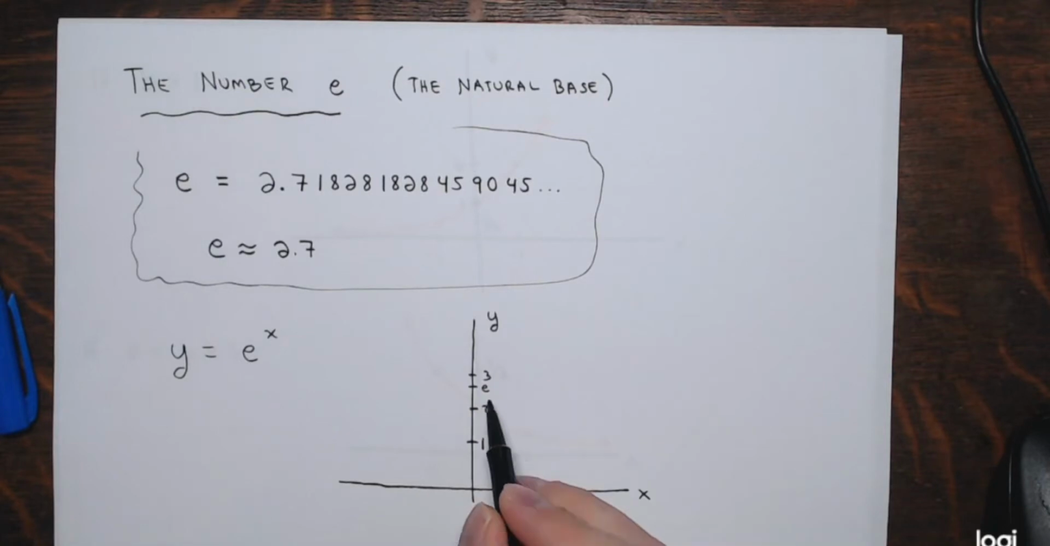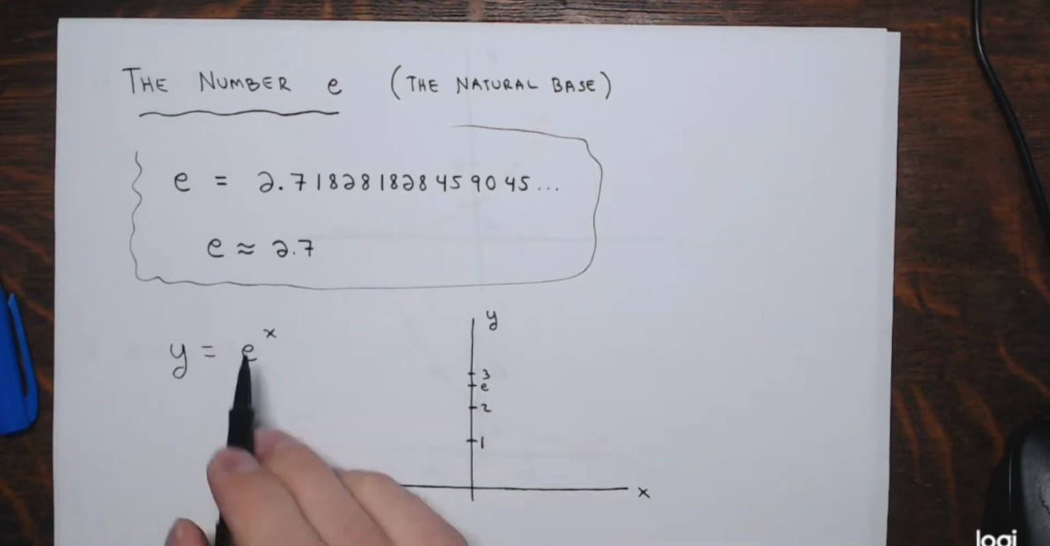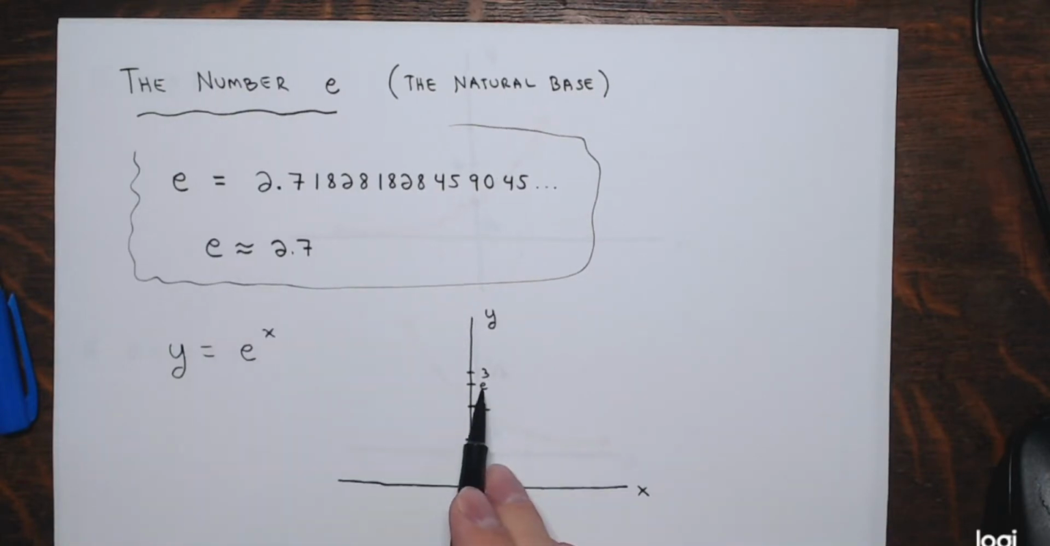Right? e is between 2 and 3. It's about 2.7, so closer to 3 than to 2. And then 1 divided by e, you can punch in a calculator. But 1 divided by e would be a little bit bigger than 1/3, so maybe about here. 1 divided by e is a little bigger than 1/3, but less than 1/2, right?